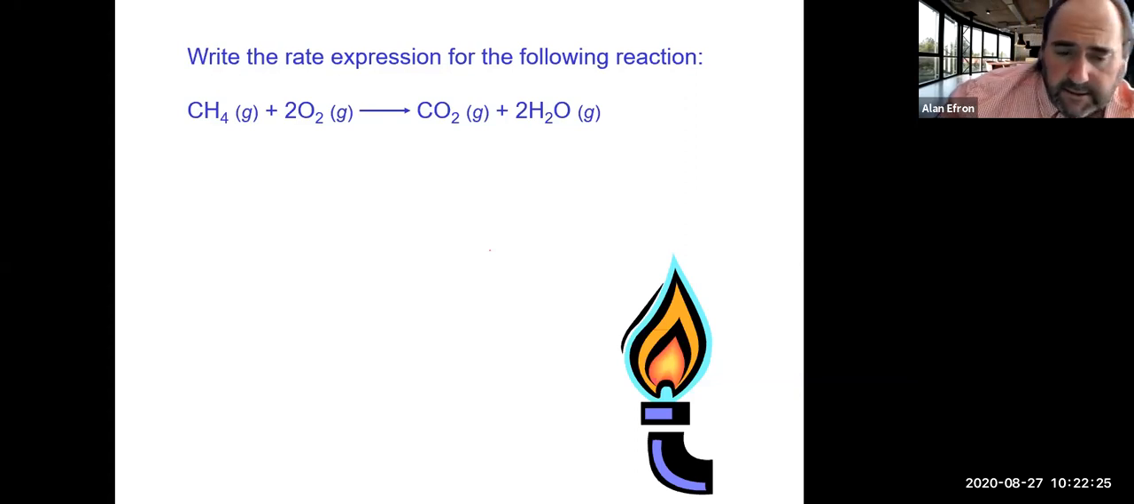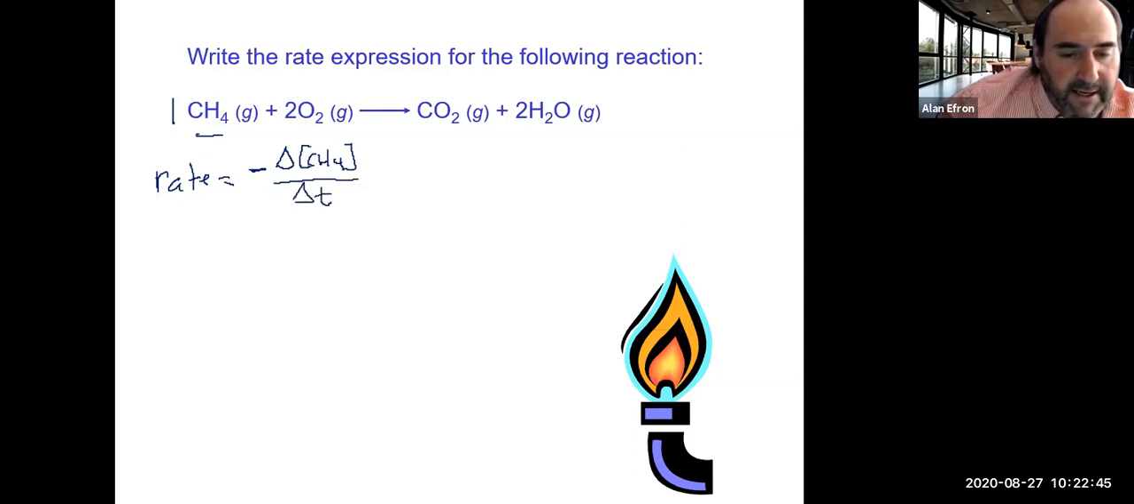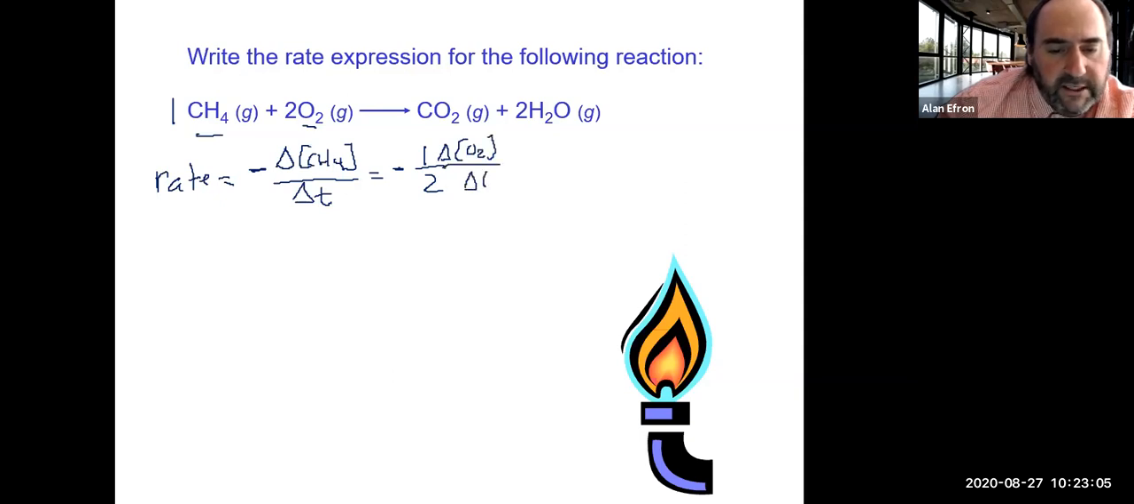Okay, so let's take a look. So we're just going to write the rate expression. So we could say that the rate equals, now our CH4 is a reactant, so it's going to be negative. The coefficient here is 1, so that's 1 over 1, so you really don't need anything there. It's going to be the change in the concentration of CH4 over the change in time. That's going to equal our O2, which is also a reactant, so that's going to be negative. They do have a coefficient of 2, so that's going to be 1 over 2, which again takes care of the mole to mole relationship, really the stoichiometry that's going on. And that's going to be the change in the concentration of O2 over the change in time.